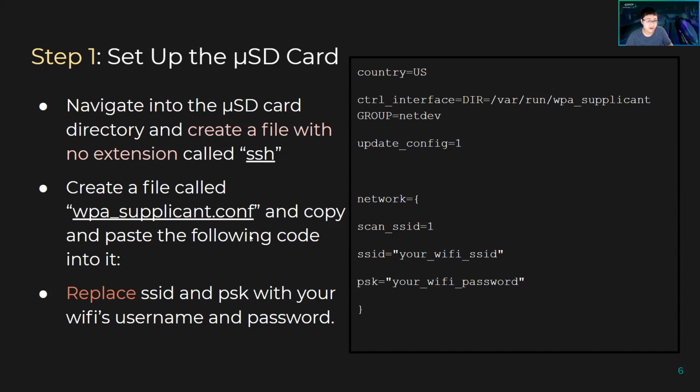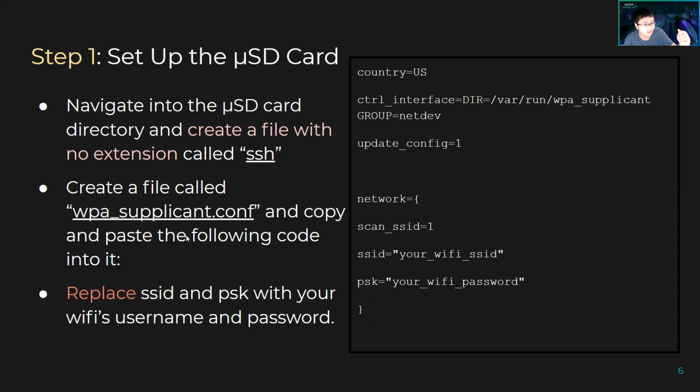Next, we want to create a file called WPA_supplicant.conf. .conf is the file extension. So make sure you are able to change this file extension. I'll show you how to do that later. And you want to paste the following code into it. Now, the following code will tell the Raspberry Pi which internet connection to connect to. And it must be correct because you can't change this later.